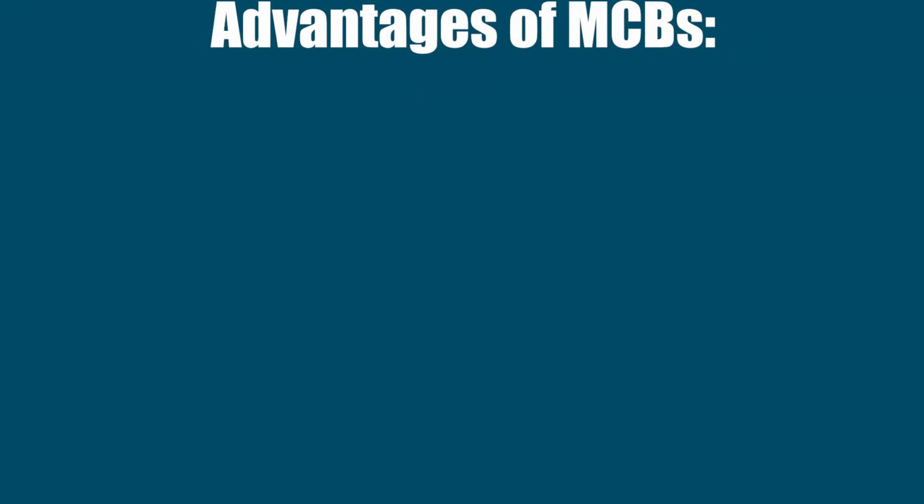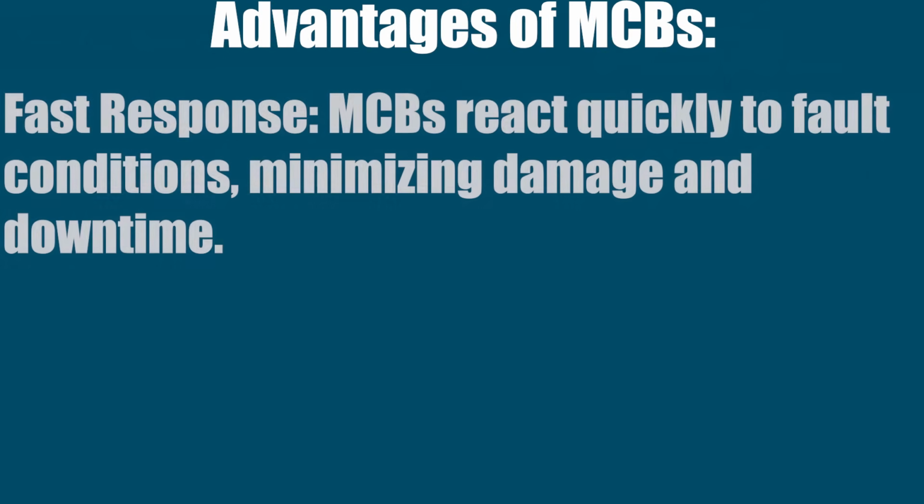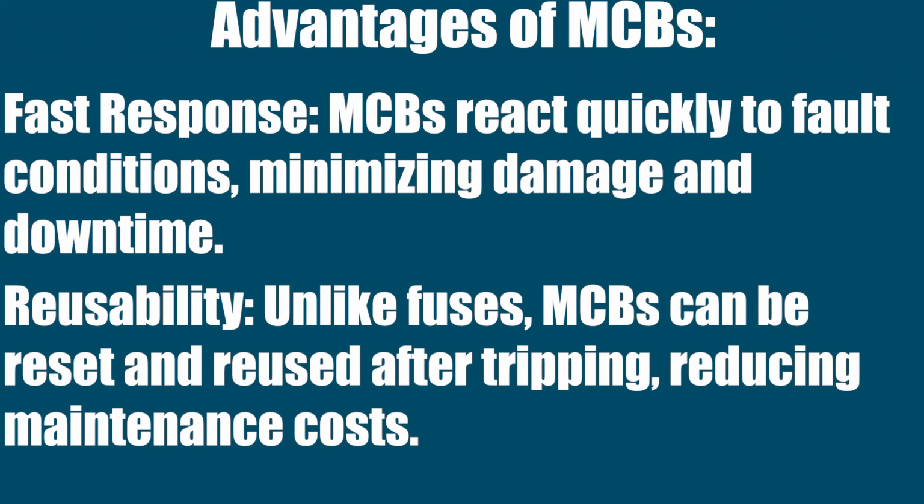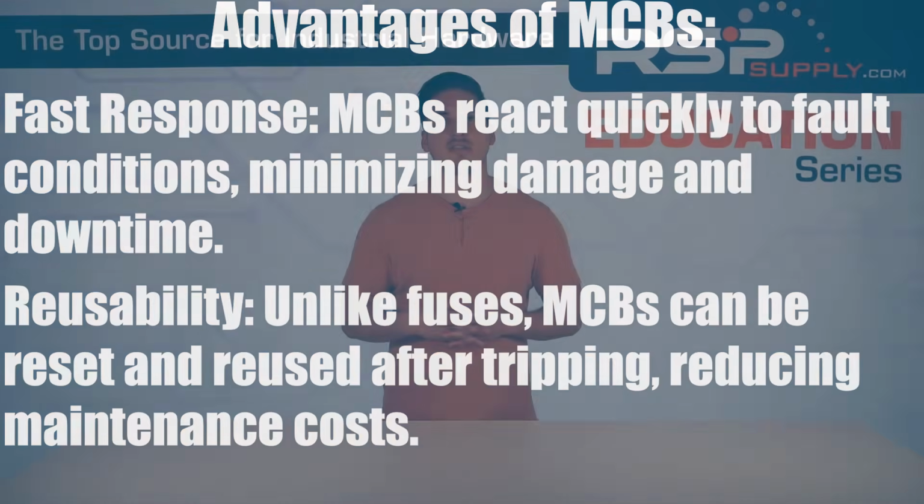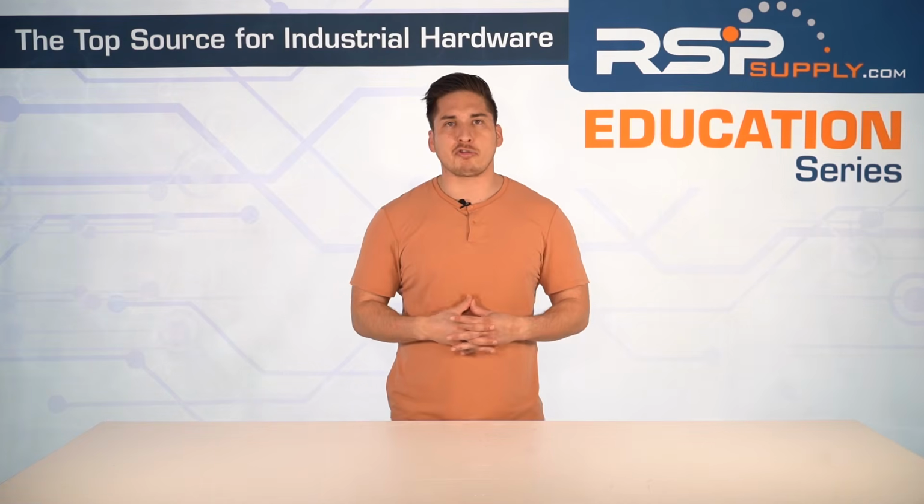Some advantages of miniature circuit breakers is their fast response. They quickly react to fault conditions. This minimizes damage and downtime. Their reusability is another big feature. Unlike fuses, MCBs can be reset and reused after tripping. This reduces maintenance costs. In summary, miniature circuit breakers are critical components in industrial automation.